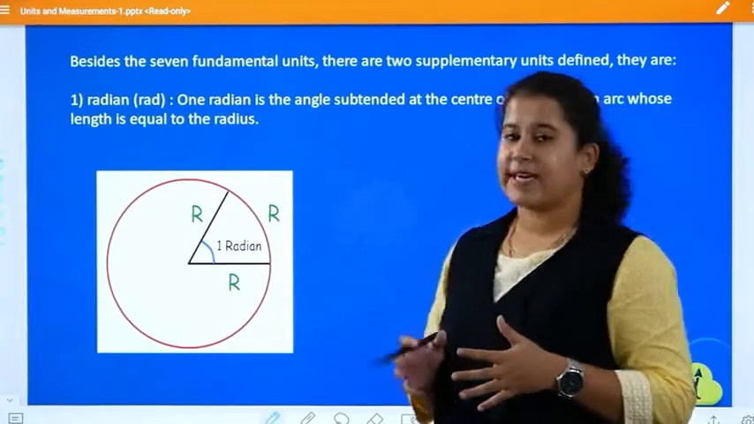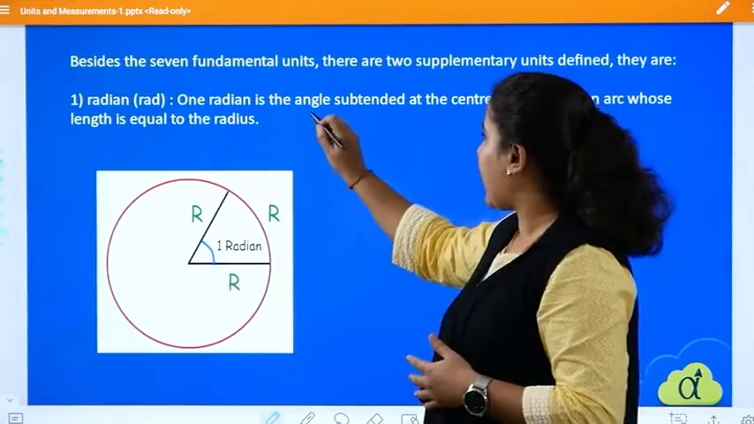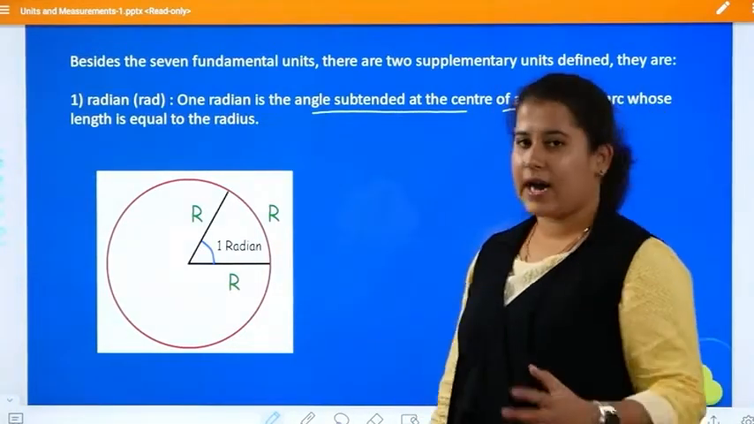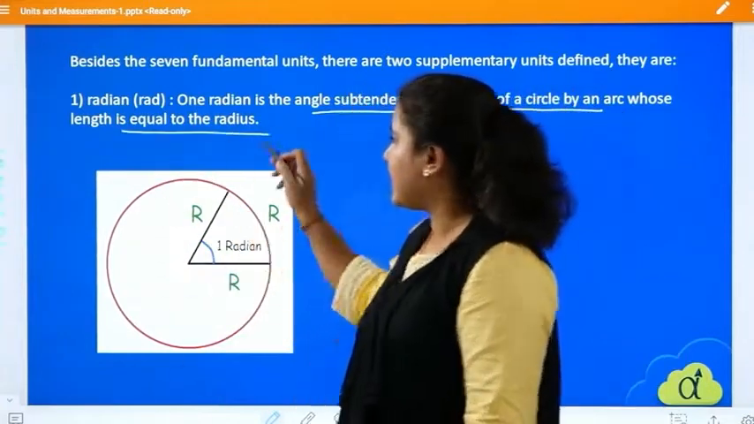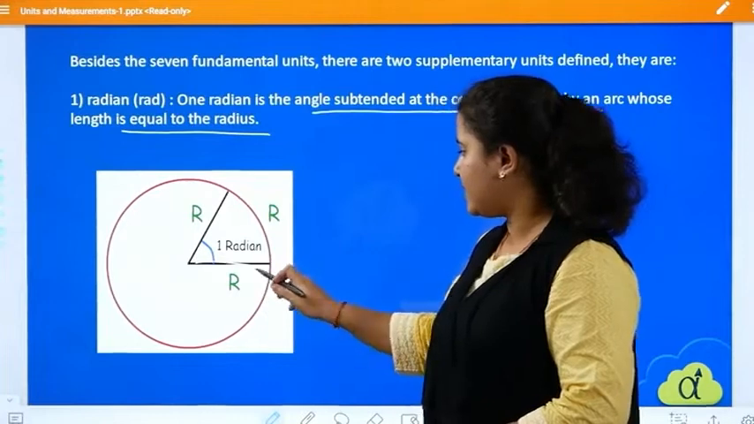Then what is a radian? 1 radian is nothing but the angle subtended at the center of a circle by an arc whose length is equal to the radius. So you can see here, 1 radian is this.